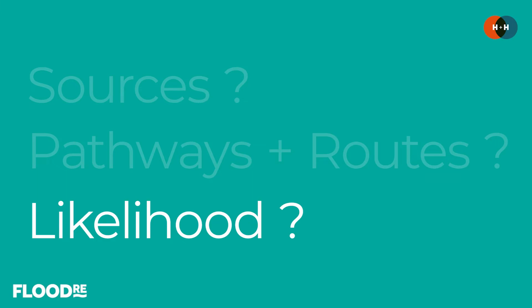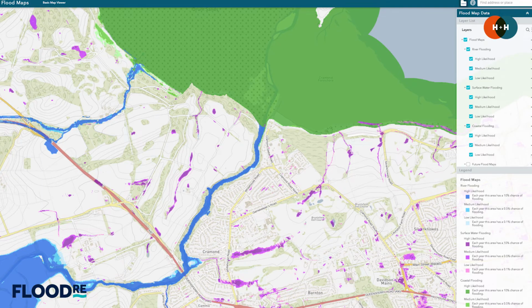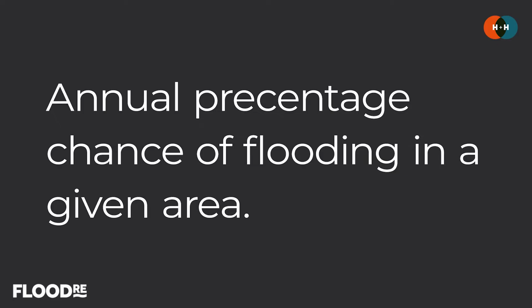Lastly, we need to understand what the potential likelihood of flooding could be in your area. And you'll have seen in the flood maps that we looked at earlier that many of the high, medium and low risk classifications had probabilities of risk with them. And what this shows us is the annual percentage chance of flooding in a given area.